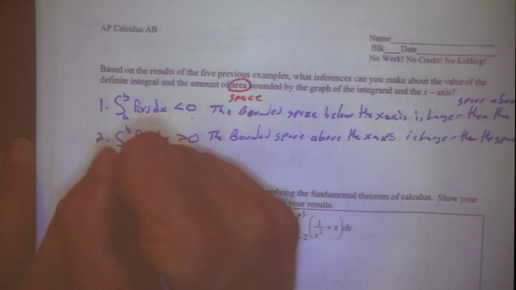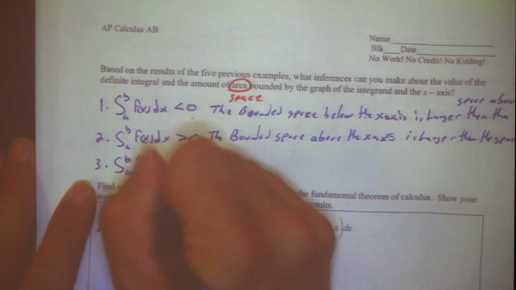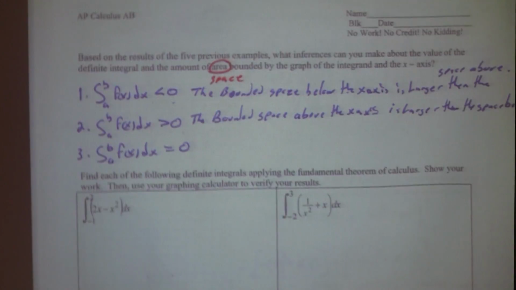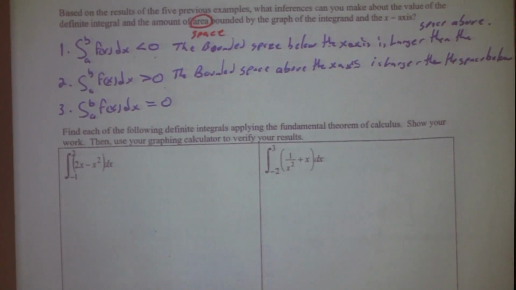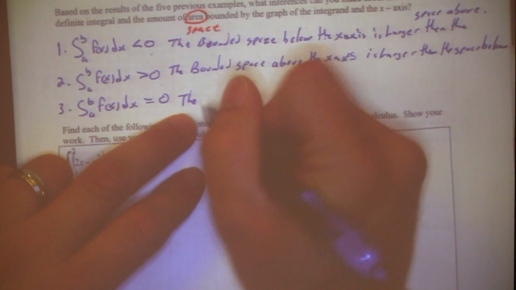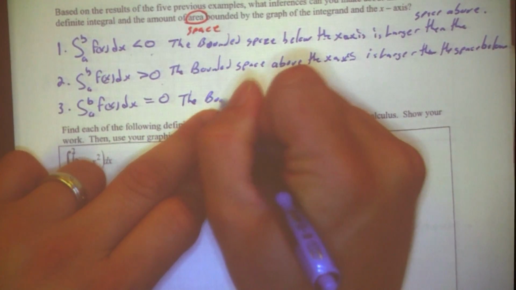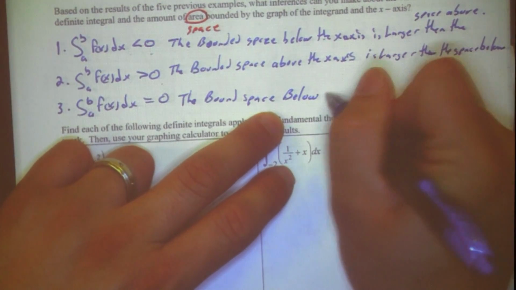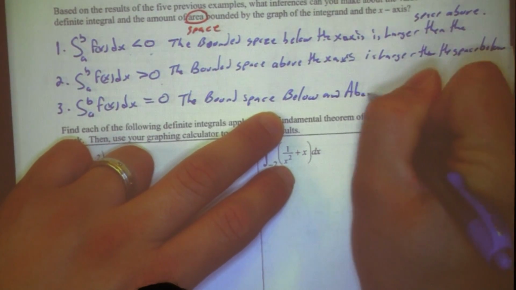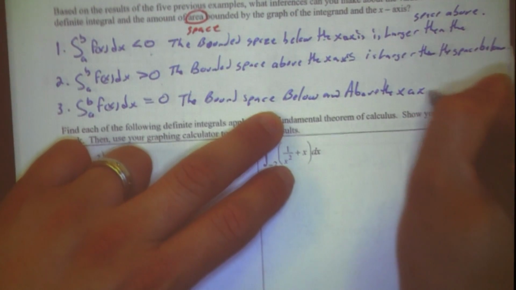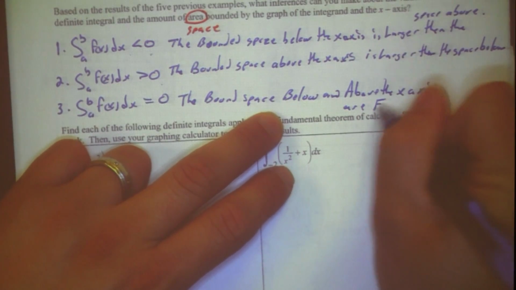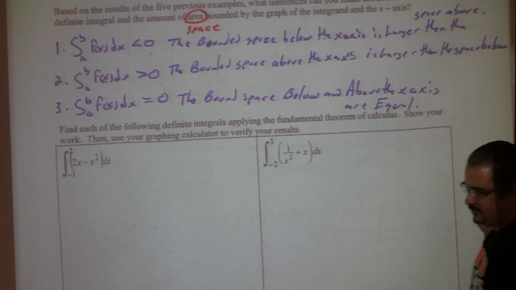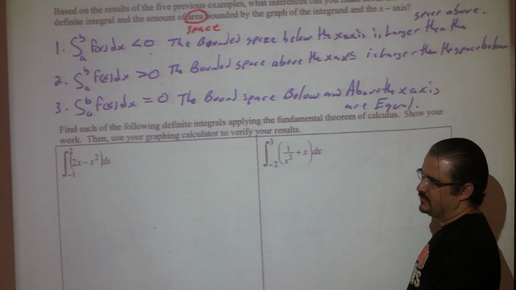And the last one, which was where the integral was equal to what? To 0. What did that mean? Very good. So the bounded space below and above the x-axis are equal. They're canceling each other out. Kindergarten stuff?